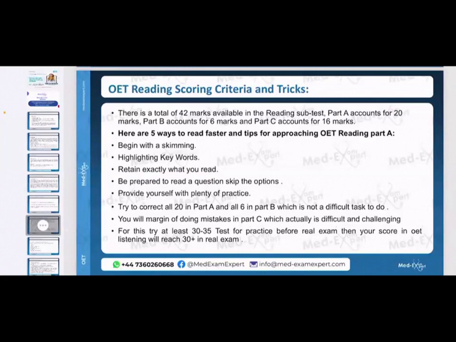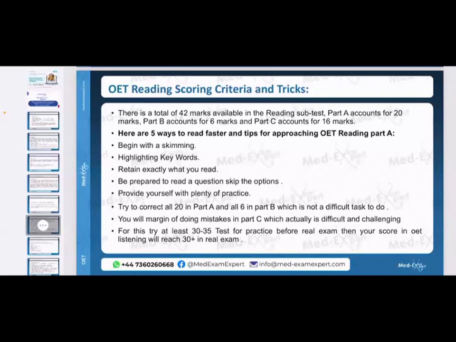Here are 5 ways to read faster and tips for approaching OET reading part A. Again, my rule is the same. If you have to score 30 out of 42 because it is a B grade, then definitely you have to correct all questions in A and B as well. So begin with skimming. Skimming is just having a bird's eye view of the passage. You don't go through each and every depth of line.